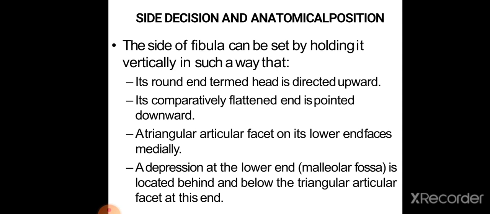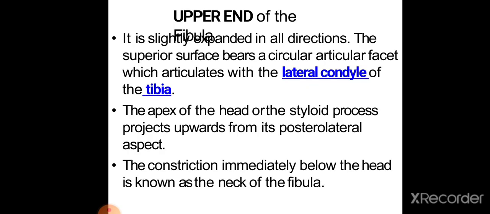So here we can see the side determination and anatomical position of the fibula. The side can be determined by its round end, which is termed the head, which is directed upwards. Its comparatively flattened end is pointed downwards, and a triangular facet on its lower end faces medially, and the depression at the lower end, known as the malleolar fossa, is located behind and below the triangular articular facet at this end. Now the upper end is slightly expanded in all directions.